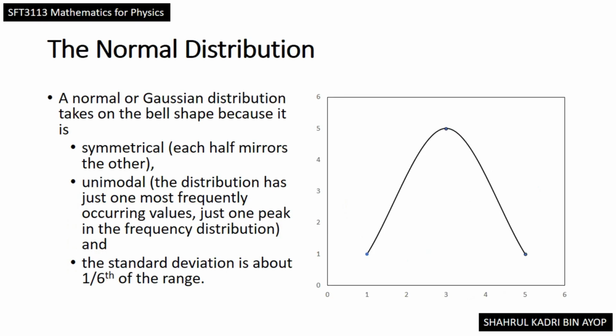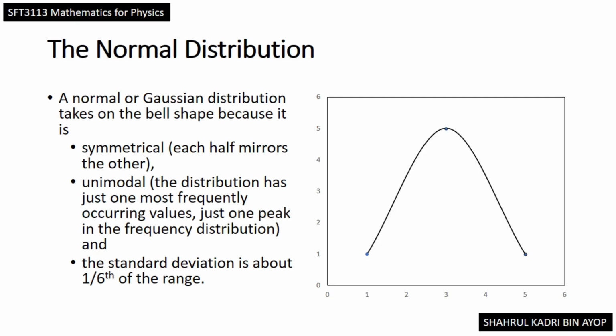As you can see here, this graph is in normal distribution. A normal distribution or Gaussian distribution takes on the bell shape because it is symmetrical. That means each half mirrors the other.